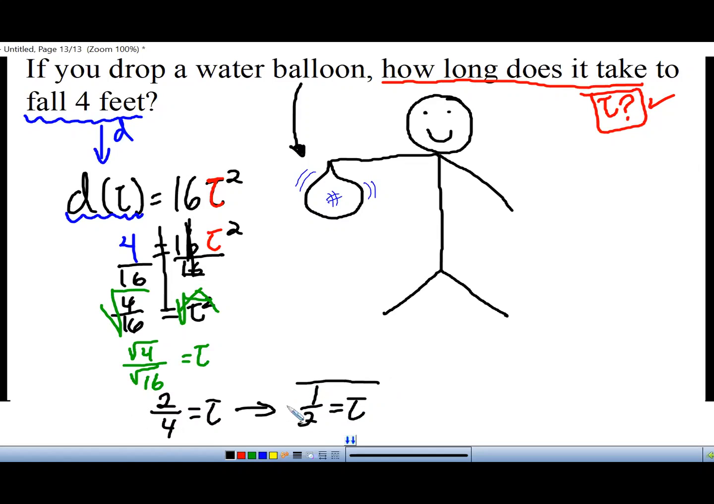Now, before I move on though, look up please. Usually when we take the square root, look up guys, whenever we take the square root, we usually end up with a plus minus, is that correct? Okay, however, look at the problem now. The question was, if you drop a water balloon, how long does it take to fall 4 feet? And remember that t is in what? What kind of unit?